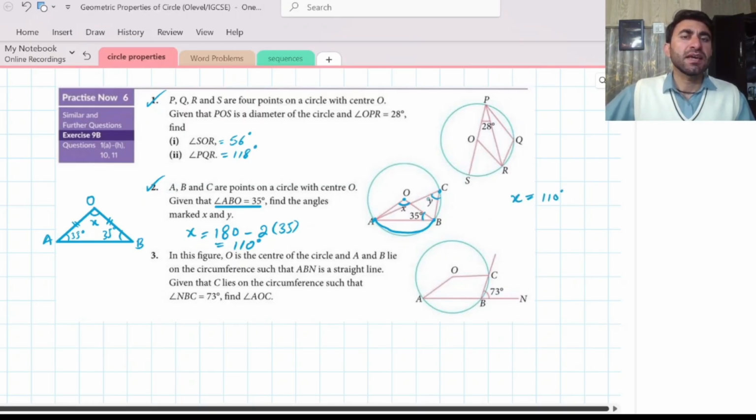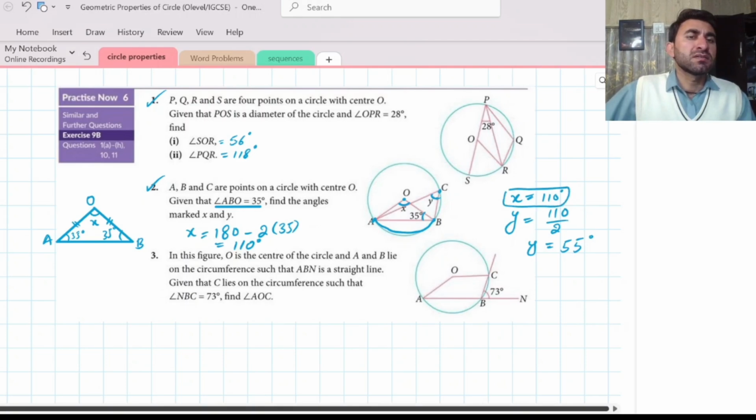Now we can see that angle Y is also subtended by the same arc AB, and angle Y is at the circumference. So Y is definitely half the angle at the center, which was X. So Y is 55 degrees definitely. So these two are the unknowns in the second part.